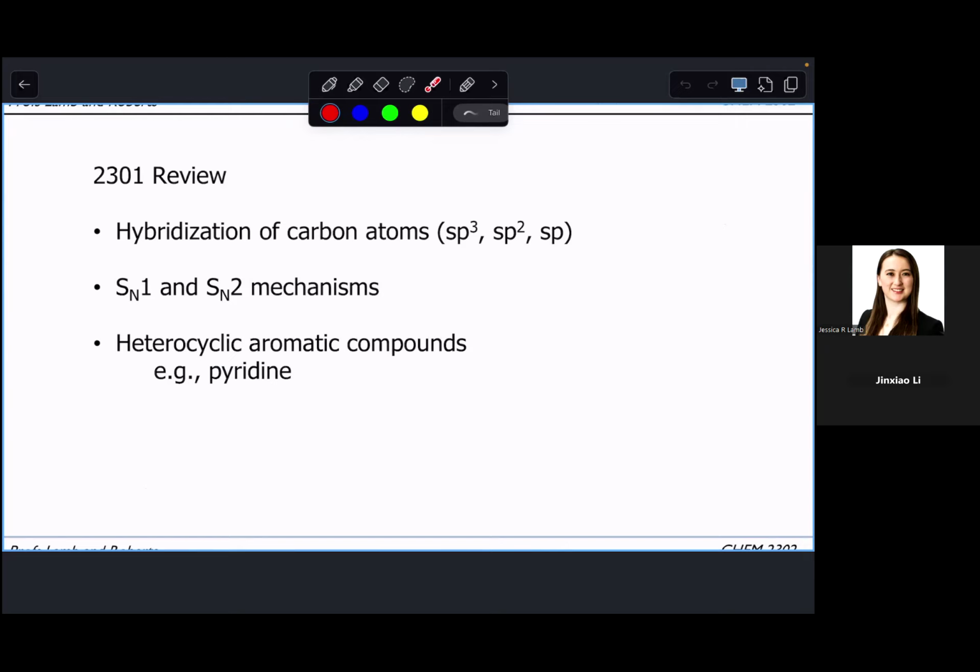For today, our 2301 review topic is to review hybridization of carbon atoms. You need to be able to differentiate between an sp3 and an sp2 carbon, for example. This is very, very important for the mechanism.